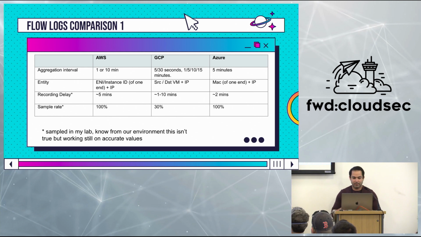So that was fun. Recording delay, or the delay between when the log occurs and when you'll see it in CloudWatch or S3, seemed to be pretty consistent between the providers. This was just in my lab, so take this one with a grain of salt. Similarly with the sample rate, in my lab, AWS was 100%. There are some notes in the slide about production data that I have. GCP was 30%, and Azure was also 100%.